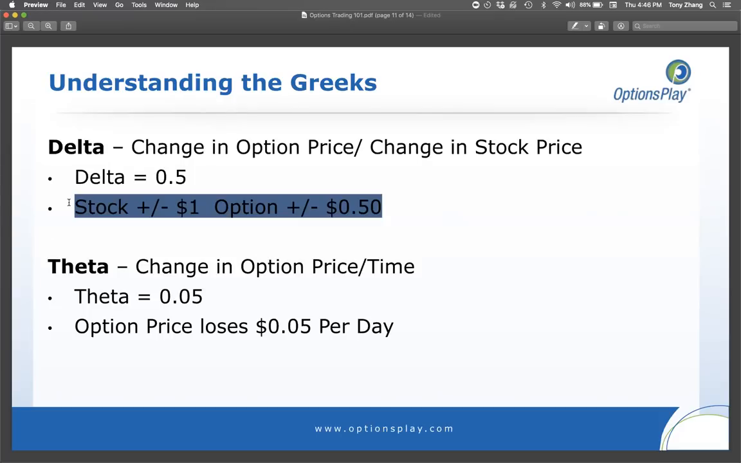So delta tells you exactly, if the stock was to rise by 10%, how much money you should expect to make on your call option, or how much money you should expect to lose on your put option. That's what delta is able to tell you.